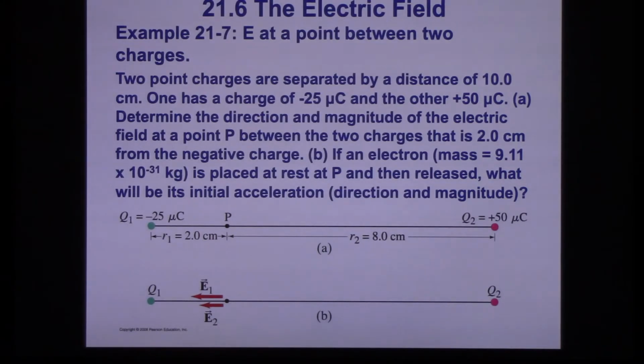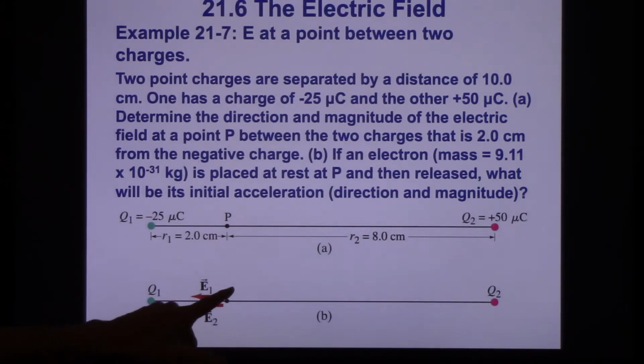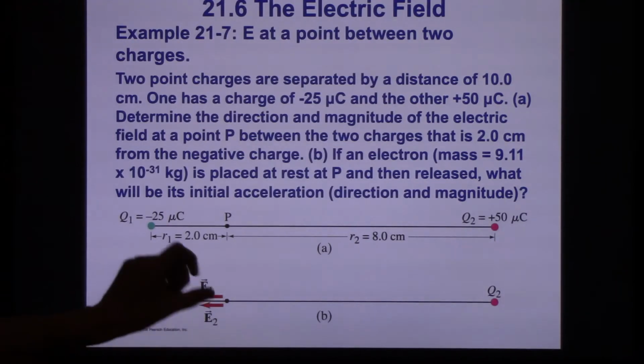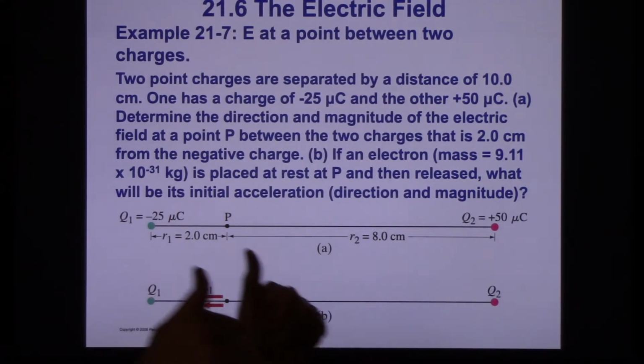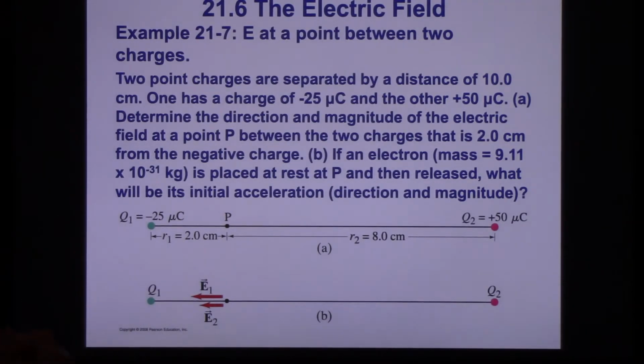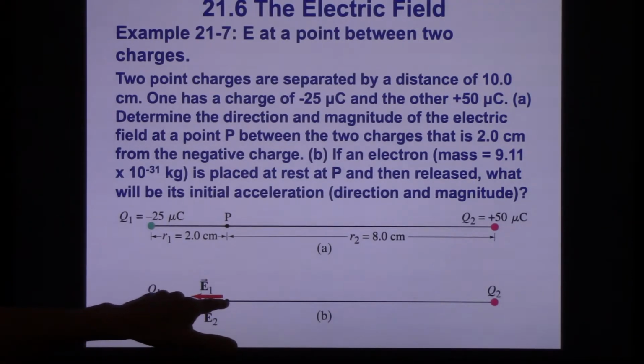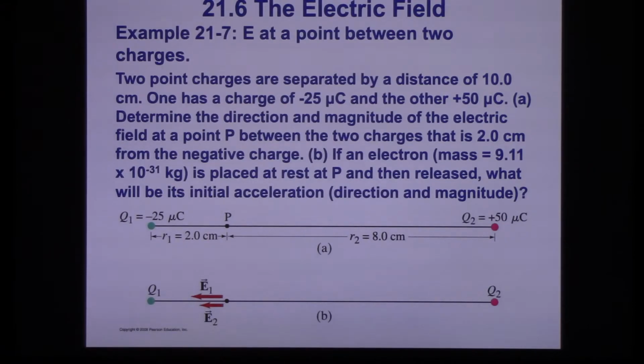If it's a positive charge, if it's a proton, let's place a proton right at that location and let go. If I let go of a proton, the forces will be to the left. If I place an electron there, the forces will be to the right. And they'll be the same amount of force because protons and electrons have the same amount of charge.